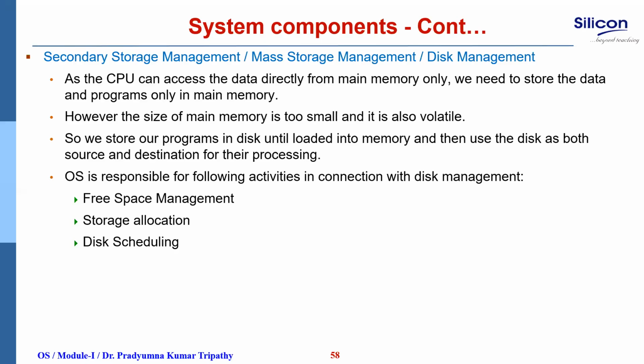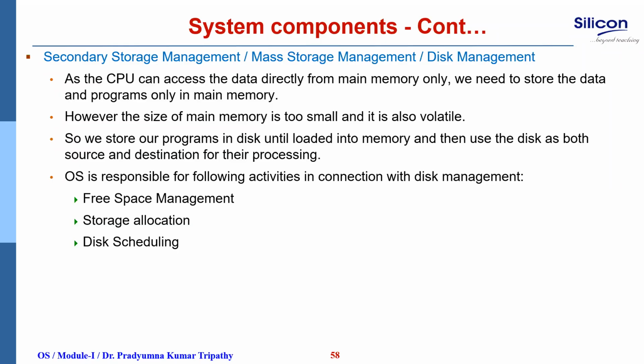So which locations are free, which are occupied, it should be marked so that a new file can be stored. Whenever a file is deleted, those locations should be marked as free so that other files can be stored. Once a file is stored, it should be declared as occupied so that no other file can be stored in that location. So this is free space management.